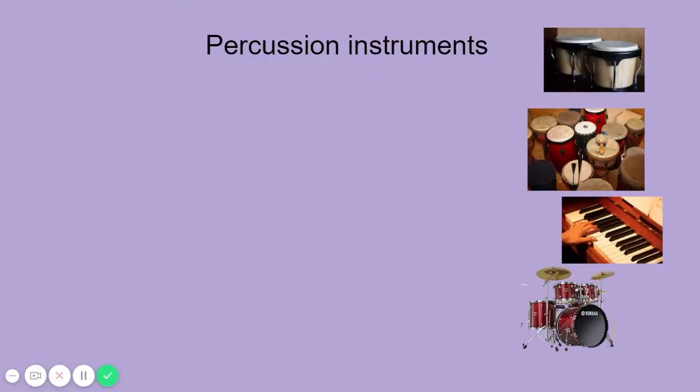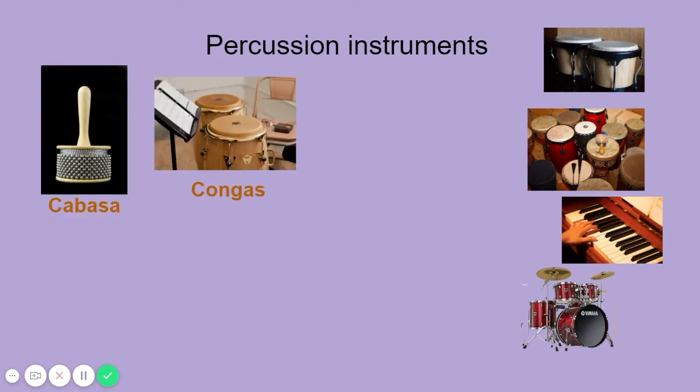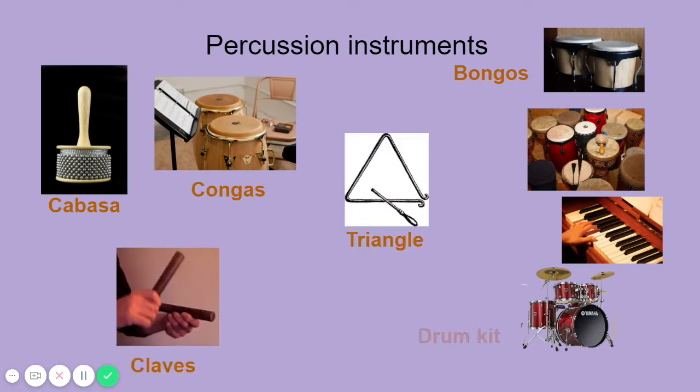Many of these percussion instruments are very popular in Latin American music. Here's some examples. We had a cabasa, a conga drum, bongo drums, triangles, claves, drum kits, and a piano.